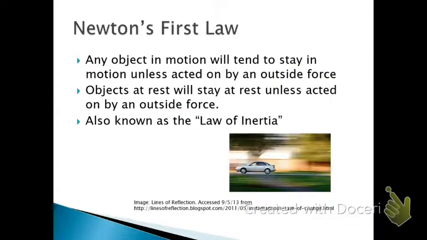So let's dive into Newton's laws. The first one is just that any object in motion will stay in the exact same motion unless it's acted on by an outside force. Or an object at rest will stay at rest unless acted on by an outside force. Basically, another way to say this is the law of inertia. Inertia is just an object's tendency to keep doing what it's doing.